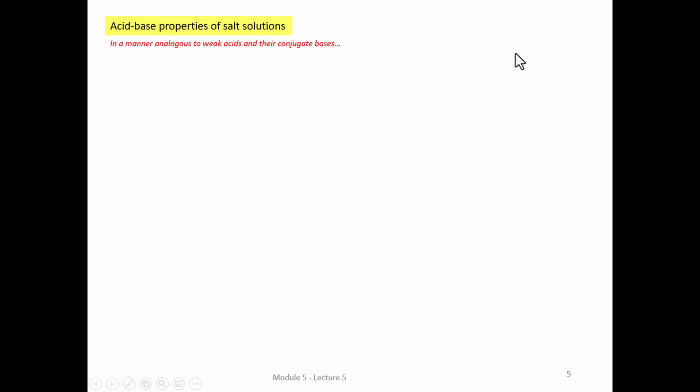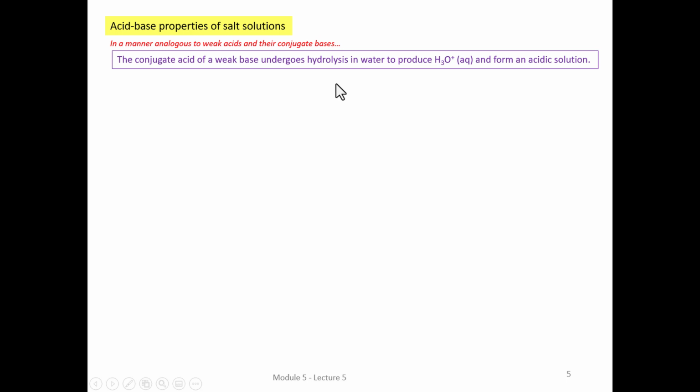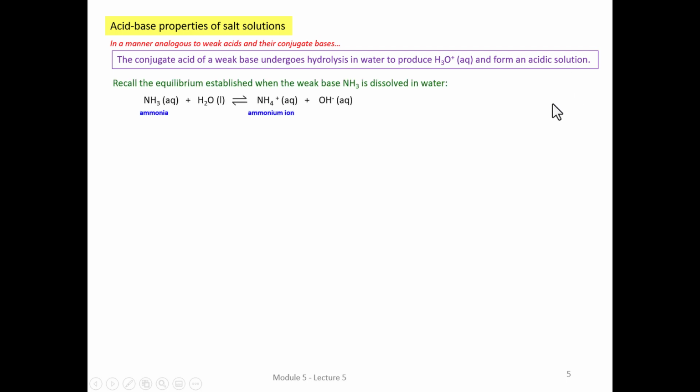Now, in a manner analogous to weak acids and their conjugate bases, we can talk about weak bases and their conjugate acids. So we say the conjugate acid of a weak base undergoes hydrolysis in water to produce, this time, hydronium ions and form an acidic solution. At this point, this may start to sound a little confusing, but just follow along here. Let's look at a weak base.